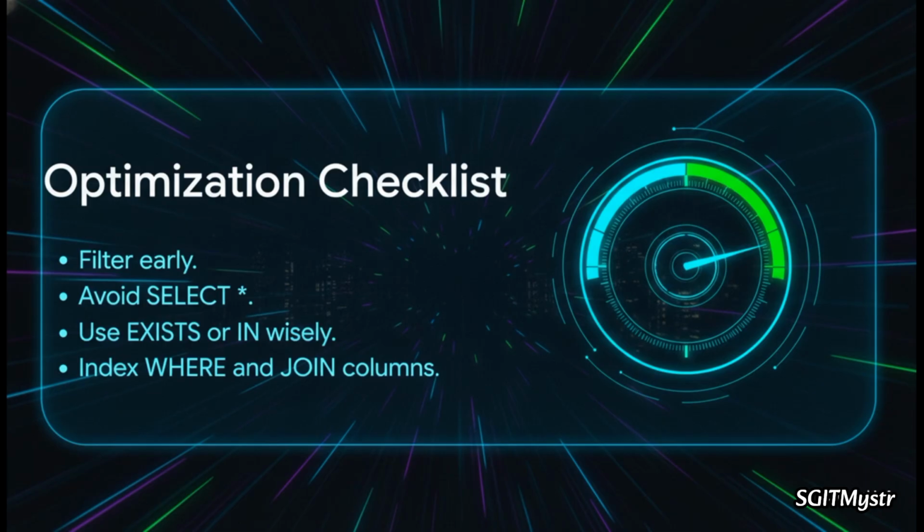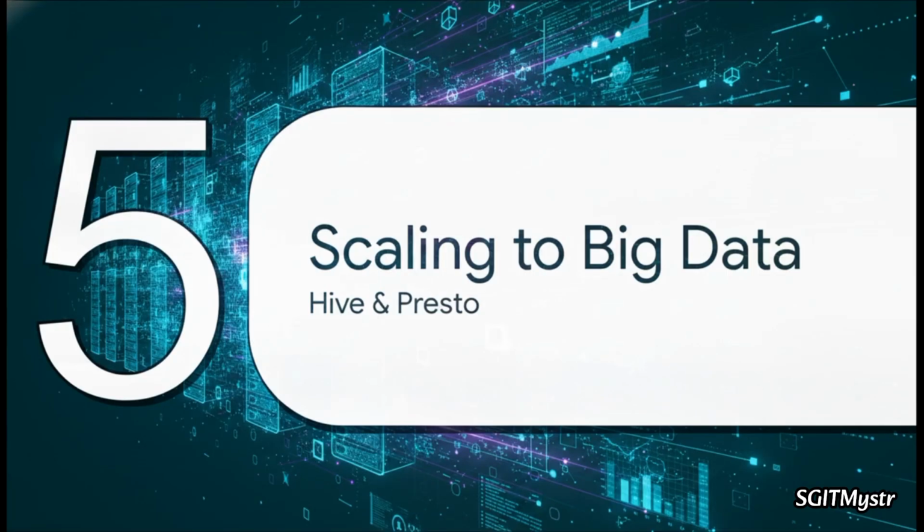And 4. Avoid doing calculations on indexed columns in your WHERE clause. If you write WHERE YEAR(date) = 2023, the database can't use the date index. Instead, you'd want to use WHERE date BETWEEN January 1st and December 31st. Makes sense, right?